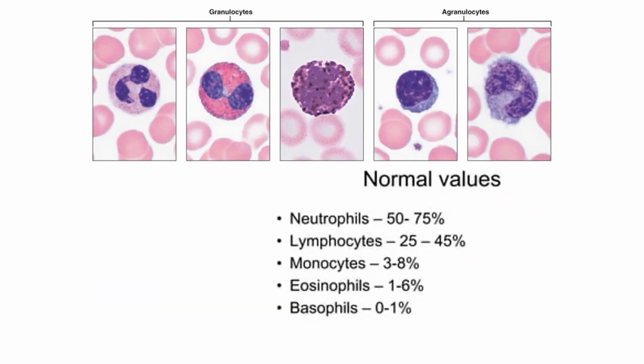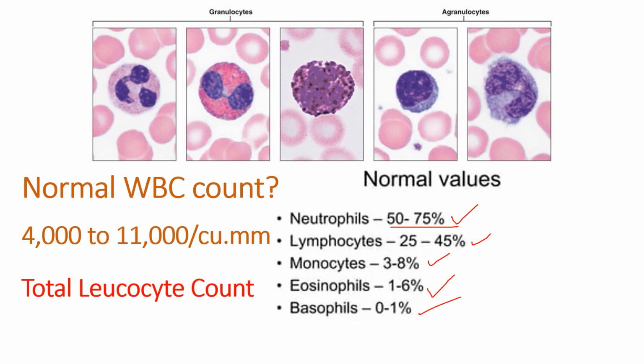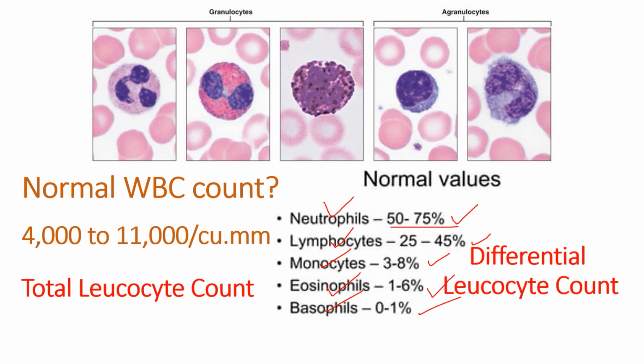So now the normal values. The most abundant cell in the peripheral smear in an adult is the neutrophil, followed by lymphocyte, followed by monocyte, followed by eosinophil, and followed by basophil. So if someone asks you, what is the normal WBC count? There are two things here. One is the normal WBC count, about 4,000 to 11,000 per cubic millimeter, and this is what we call the total leukocyte count. So we need to talk about the total leukocyte count, which is normally 4,000 to 11,000, and then we try to say what type of WBCs these are. Which percentage is neutrophil, which percentage is lymphocyte, which percentage is monocyte, and this is called the differential leukocyte count.